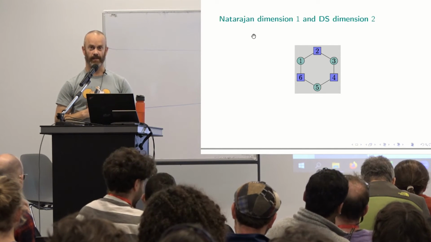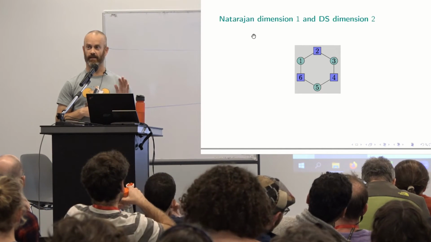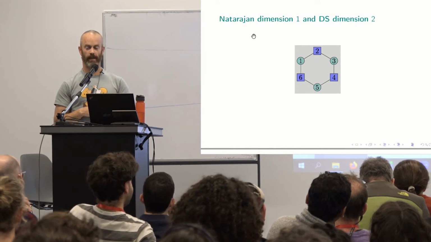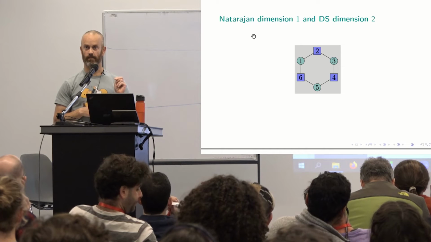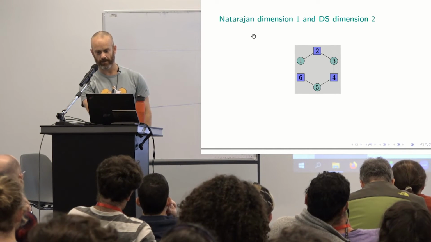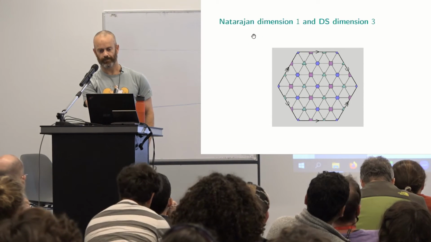So this is a very simple example. It will take each of you 10 seconds to find a class with Natarajan dimension 1 and DS dimension 2. The next example is not as simple to find. This will take maybe a bit longer.